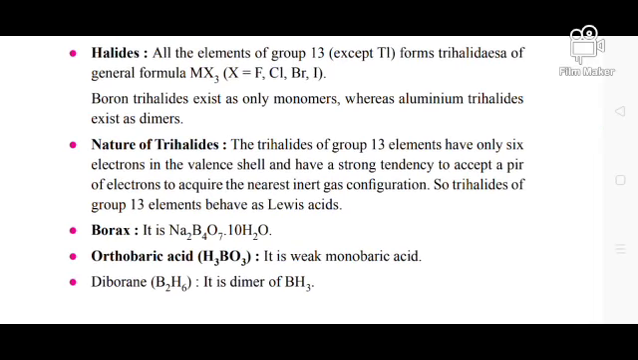Nature of the trihalide. So what is the nature of a trihalide? The trihalides of group 13 elements have only 6 electrons in their valence shell and have a strong tendency to accept a pair of electrons to acquire the near inert gas configuration. So trihalides of the group 13 elements behave like Lewis acids.